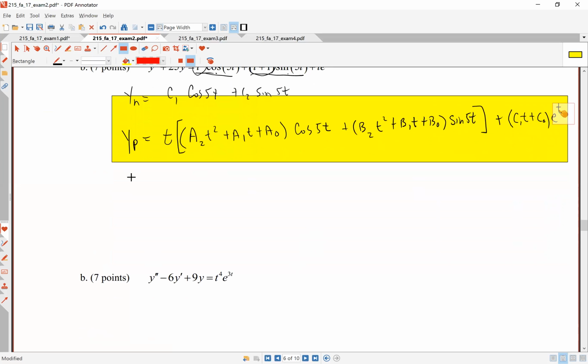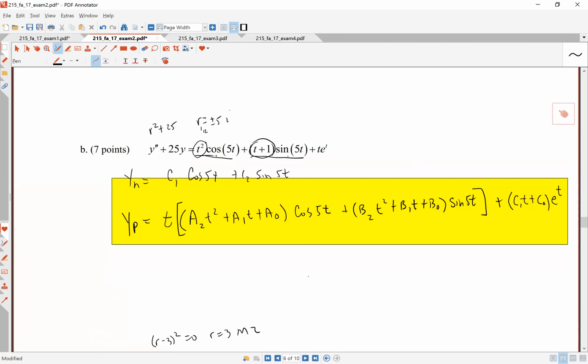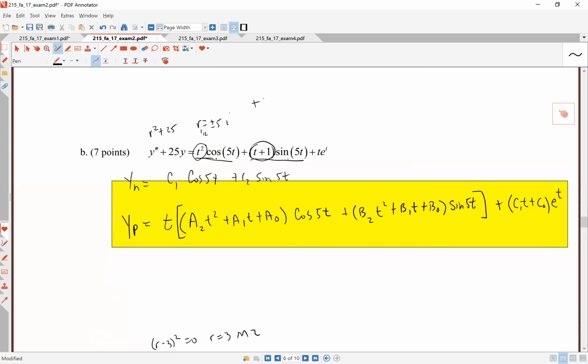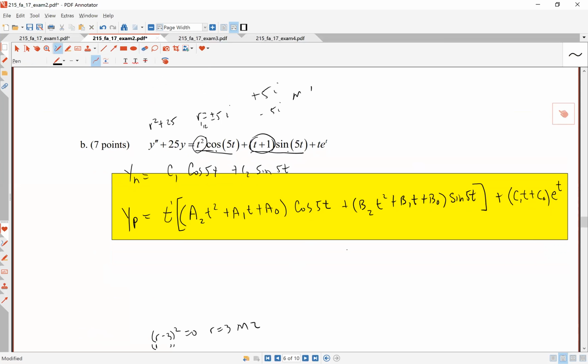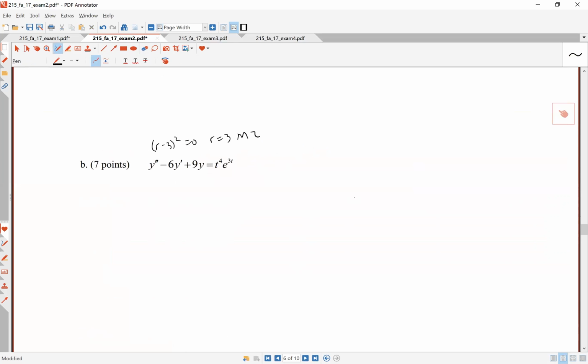And then this one, we have characteristic equation r squared minus 6r plus 9. R equals 3 with multiplicity 2. And again, remember that these plus or minus 5i's have multiplicity 1, which is why we put a t to the first. When you have multiplicity 2, you have to bump it up by t squared. So you have a t to the fourth e to the 3t. Our homogeneous solution is c1 e to the 3t plus c2 t e to the 3t.